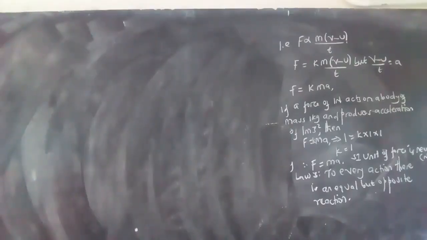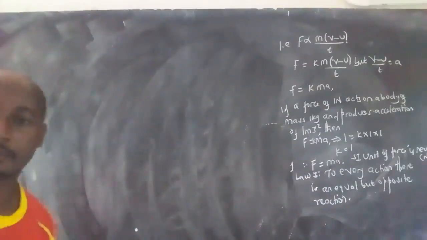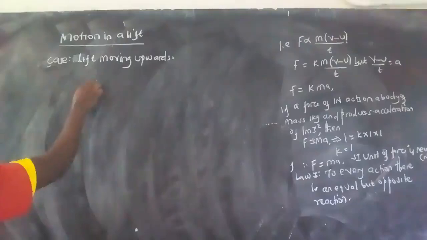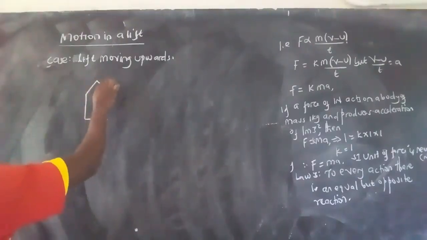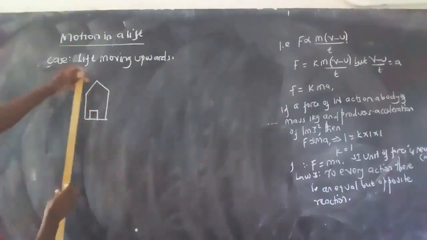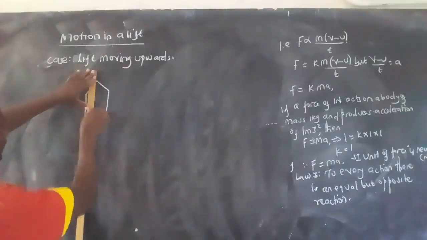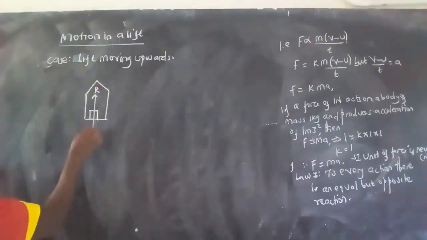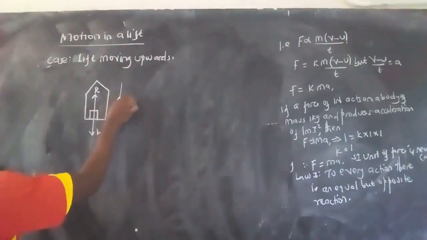Then we go to the motion in a lift. That is application of which law? Motion in what? In the lift. So motion in the lift. The lift moving upwards. So let's say this is a lift. Here the body in the lift has the normal reaction, and it has the weight of the body downward, and the lift is moving up with acceleration a.